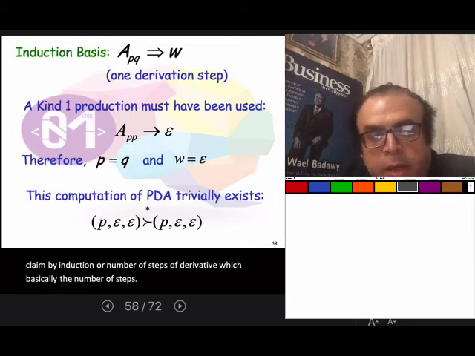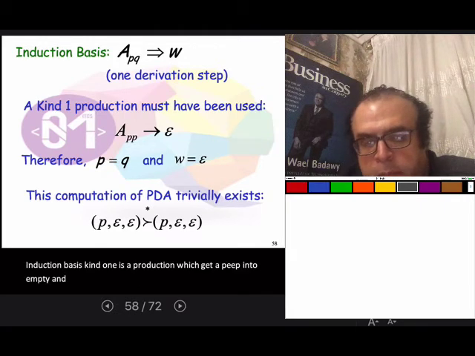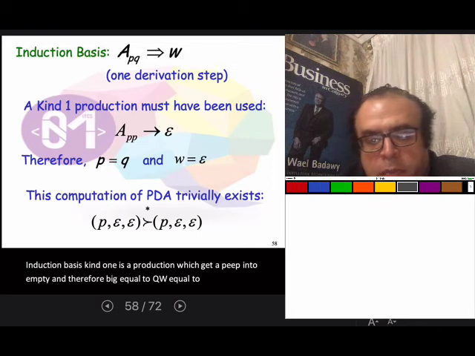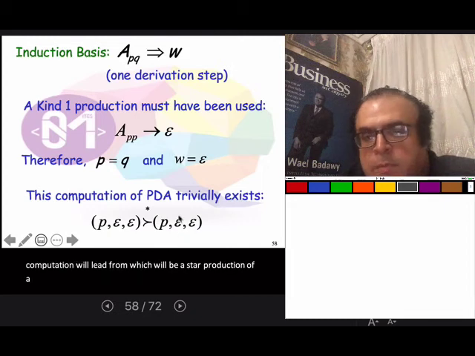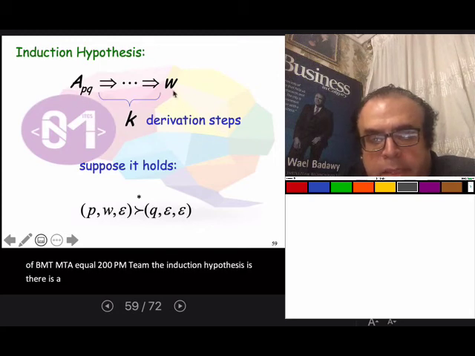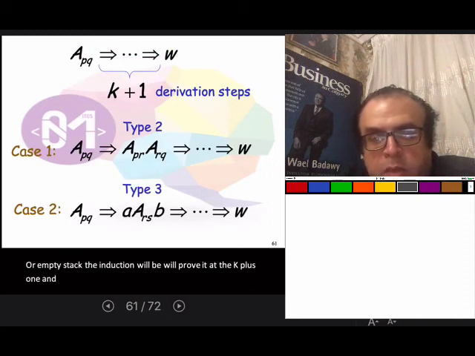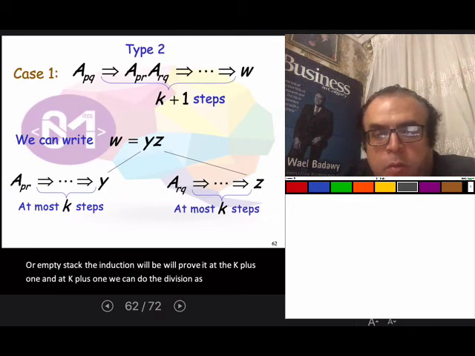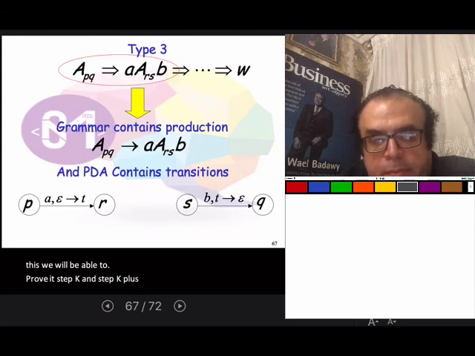Induction basis: kind 1 is a production which takes A_pp into empty, and therefore p equals q and W equals empty, and the computation will be a star production of (p, empty, empty) to (p, empty, empty). The induction hypothesis is that there are k derivation steps to lead from A_pq to W. The induction step, you will prove it at k plus 1, and at k plus 1 we can do the derivation as well, and from this we will be able to prove it at step k and step k plus 1 for both cases.